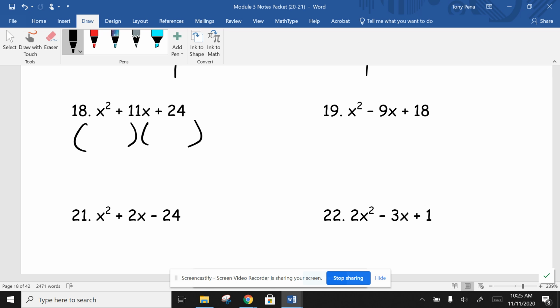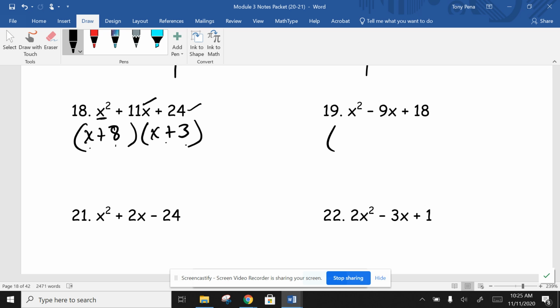All right, so we're looking for numbers that multiply to be 24 and add up to be 11. What do you got, Cam? X plus 8 and x plus 3. Good. The x and the x multiply to give us this x squared, and then the 8 and the 3 multiply to be 24. When we add 8 and 3, it's going to give us the 11. So that's our factored version.